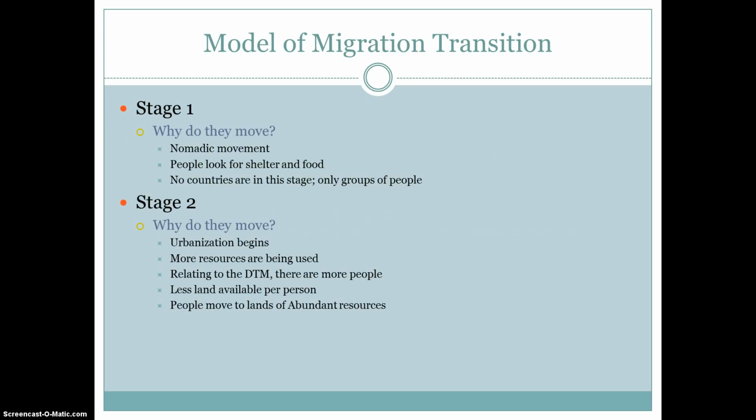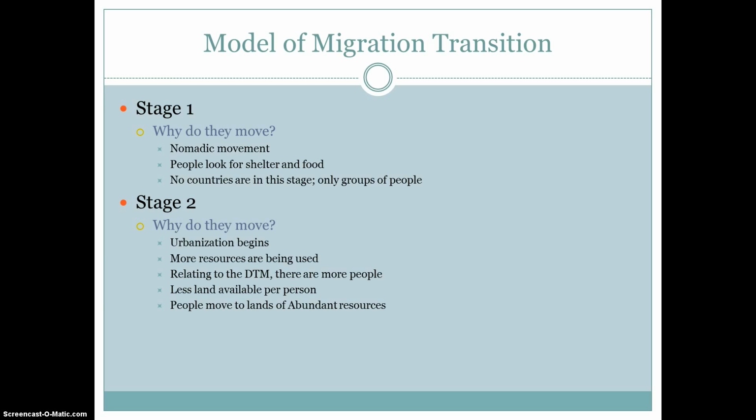In stage 1, why do people move? In stage 1 countries, we see people move for nomadic movement, and this is because people look for shelter and food. These are generally groups of people who move north or south based on the time of year. And this is a topic of debate, but many people agree that no countries are actually in this stage. Only certain primitive groups of people are in this stage.